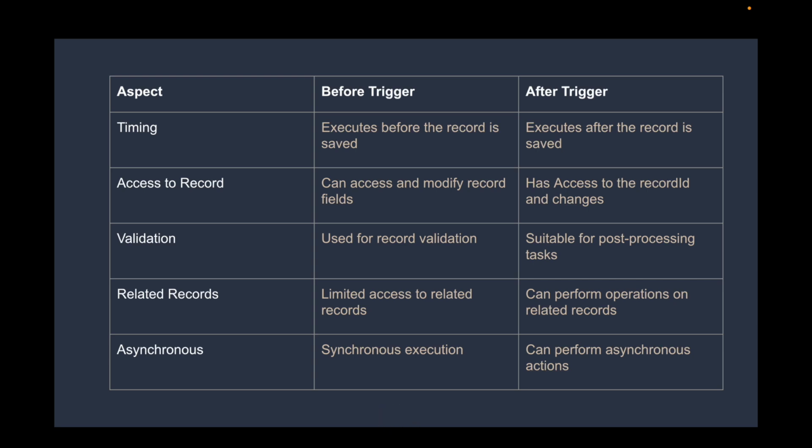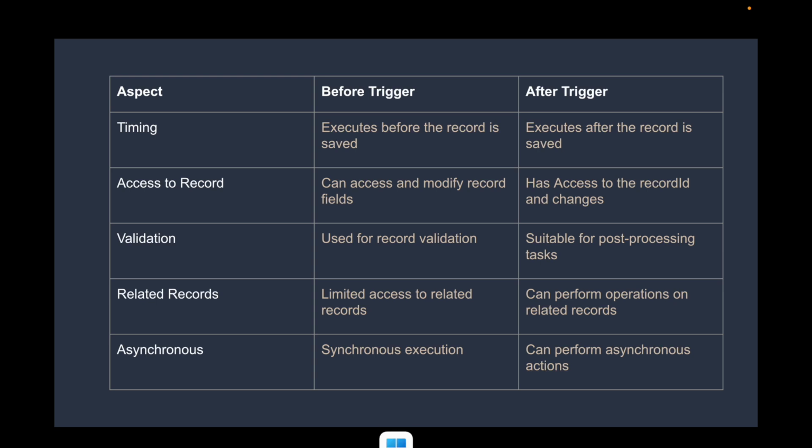Now there are some comparisons between the before trigger and after trigger. As for timing, a before trigger always executes before the record is saved to the database. So we don't have the ID of the record in this case. The after trigger executes after the record is already available in the database, or after the record has been saved to the database. Then we have access to the record. So in a before trigger we can access the record, and we can modify the record fields as well. But in the case of an after trigger we have access to the record id field and we can work on it.